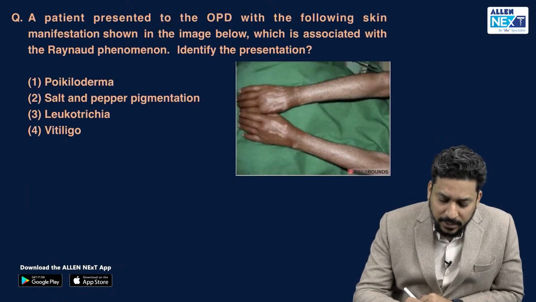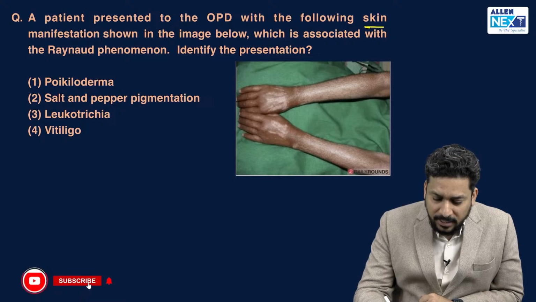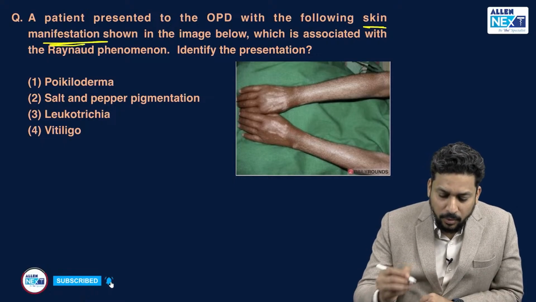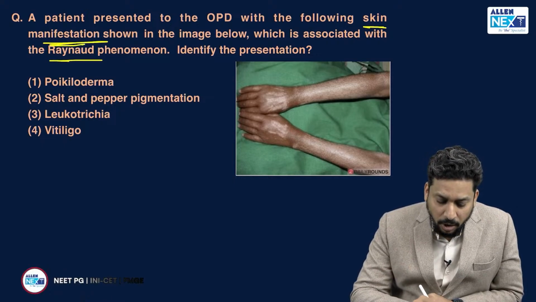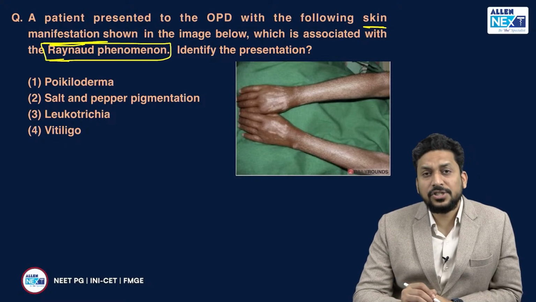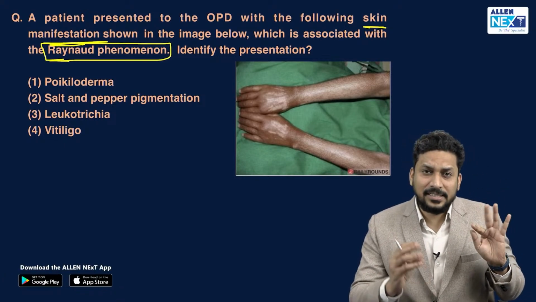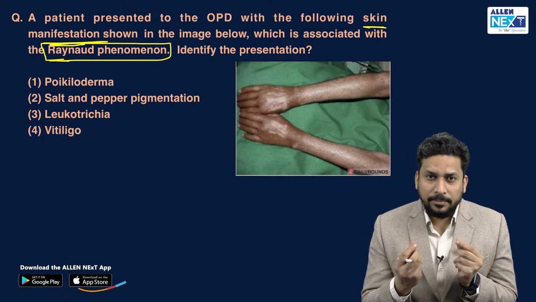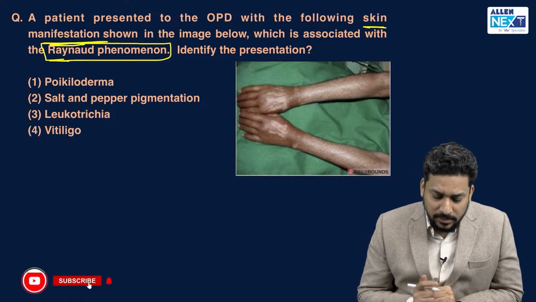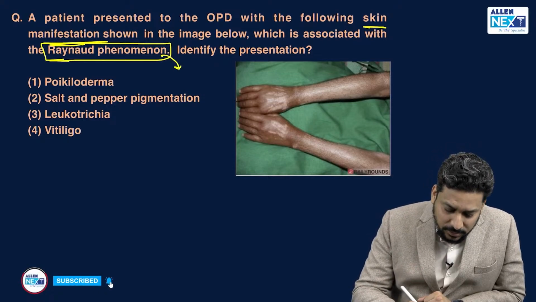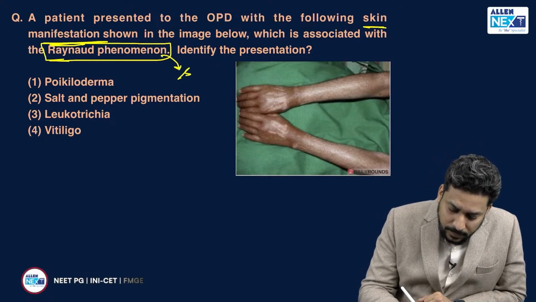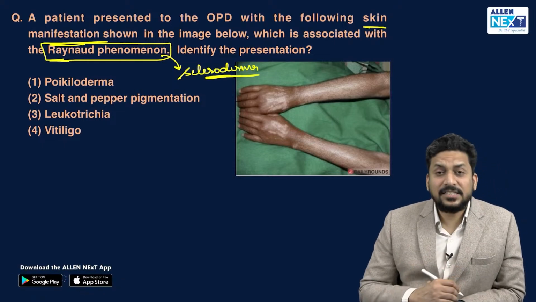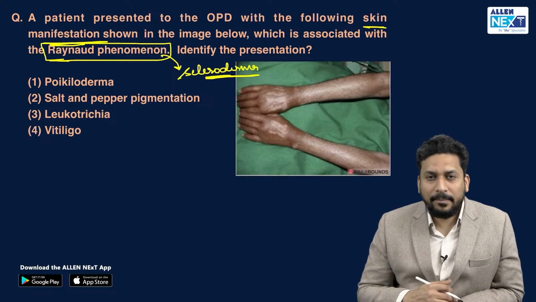A patient presented to the OPD with the following skin manifestation as shown in the image below, which is associated with Raynaud's phenomenon. Do you know any condition which is associated with Raynaud's phenomenon? That is, there is vasoconstriction, due to which the fingers become very pale. That can be seen associated with scleroderma. And in scleroderma, there is one very peculiar pigmentation which is seen.